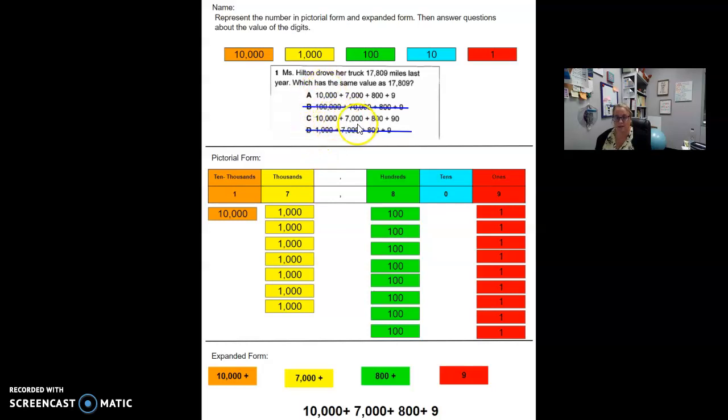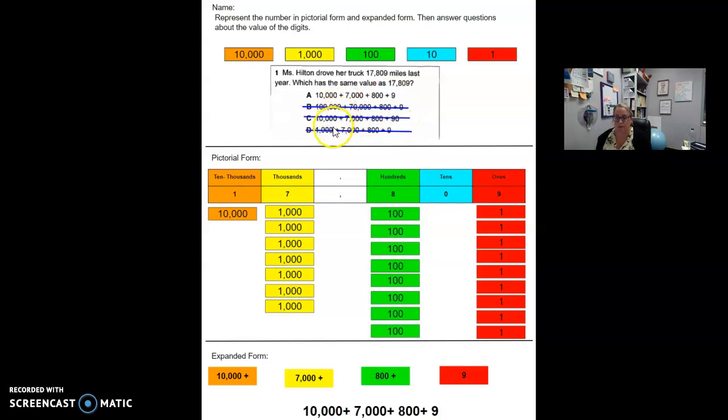Now I'm going to go to my 7,000. This one says 7,000 and this one says 7,000. So I can't cross anything off yet. The next number I have is 800. This one says 800 and this one says 800. So again, I can't cross anything off. So I'm going to keep going. This one says 9. Well, this one says 9, but this one says 90. Well, I only want 9. So I'm going to go ahead and get rid of this one.